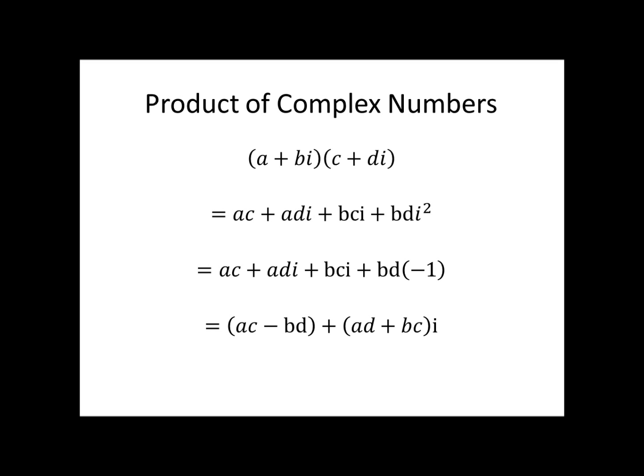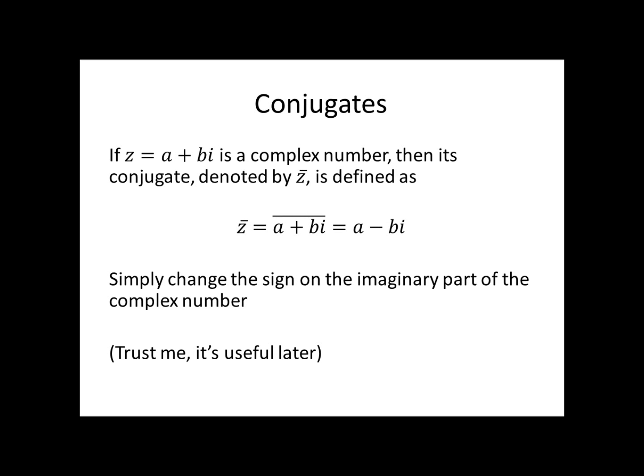Just FOIL. A conjugate is an idea in complex numbers where we just basically change the sign in front of the imaginary part of the number. So if z equals a plus bi is a complex number, then its conjugate, denoted by this z with a bar over top, and that's just read conjugate of z, is defined as a minus bi. Just change the sign on the imaginary part of the complex number. Okay, leave the real part of the number alone. Trust me, it's useful in a little bit.